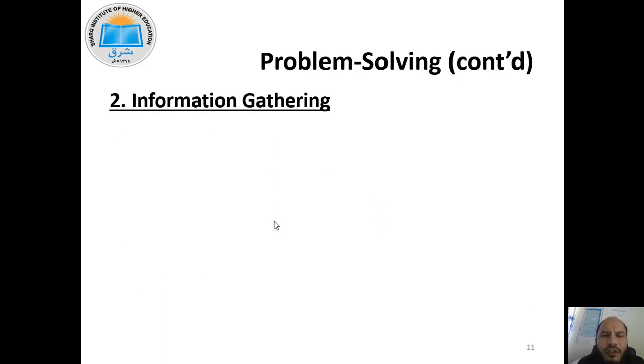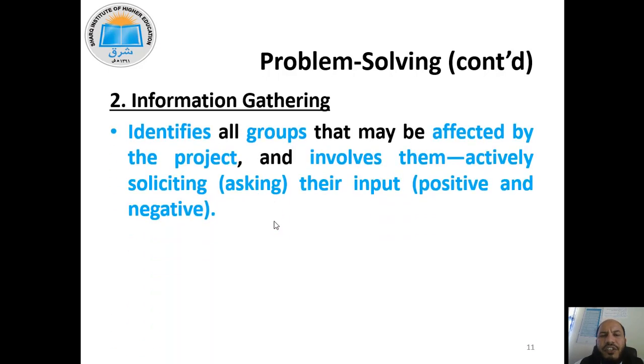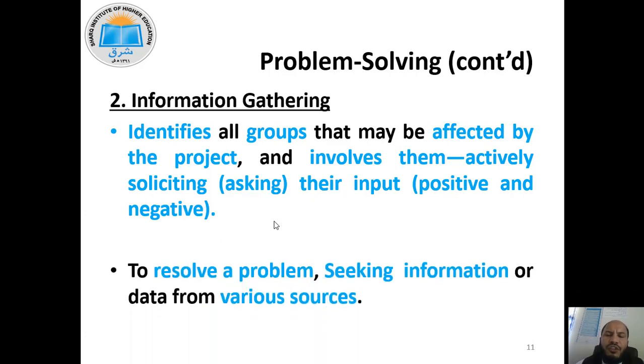Within the problem solving, we have another competency called information gathering. It is one of the responsibilities of a project manager to understand the beneficiaries of the project, the groups who may be affected by the project, and the stakeholders of the project. He should involve them actively, ask them about their positive and negative inputs about the project, and gather information from all these stakeholders, beneficiaries, and groups who may be affected by the projects, and he should resolve the problem.